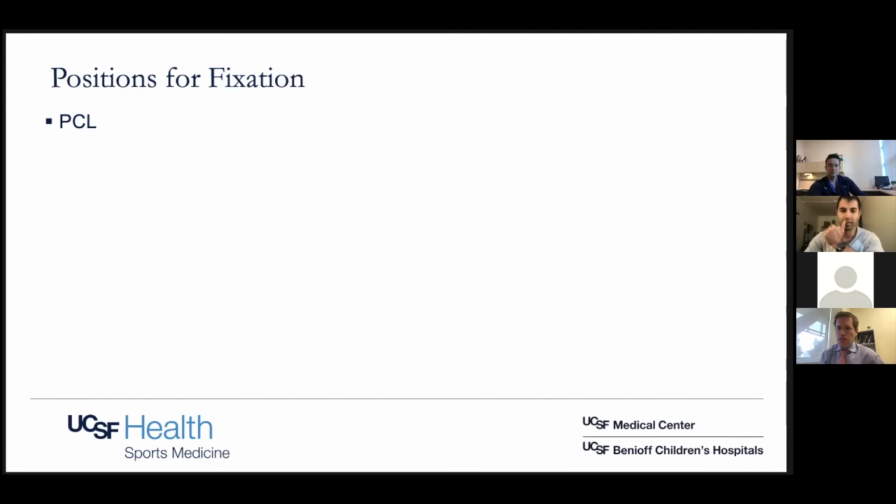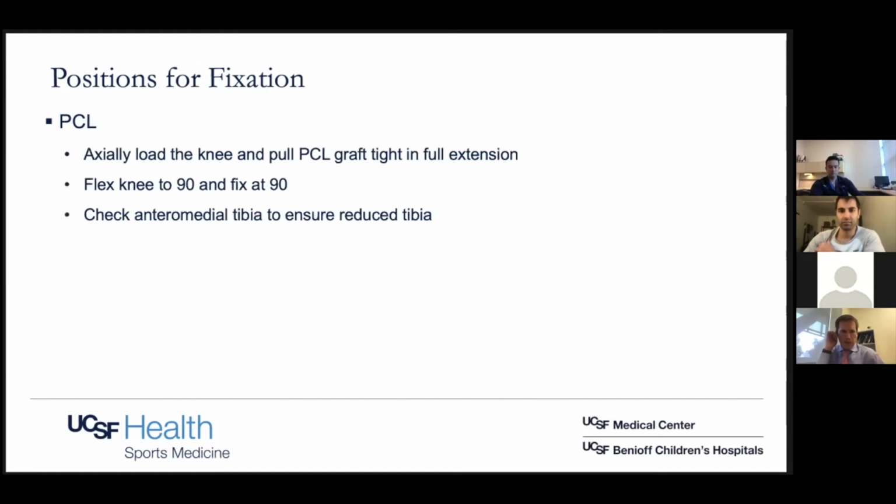Closer to 90 degrees. Yeah. And then I think the best way to do this, I'll fix the graft on the tibial side first for the PCL. Then you want to axially load the knee, have it in full extension, and pull the PCL graft tight. That will help reduce the tibia. Then you flex the knee to 90 degrees and fix it at 90. So you reduce in extension, fix at 90.